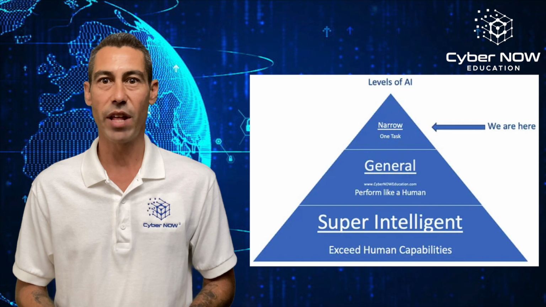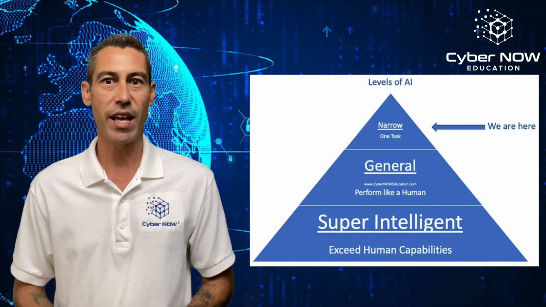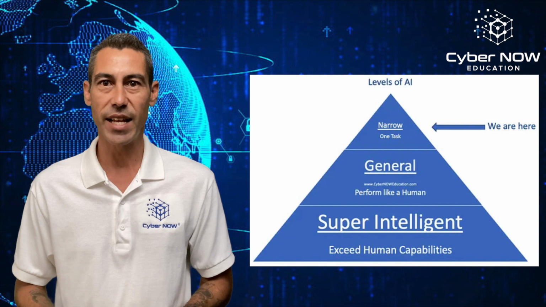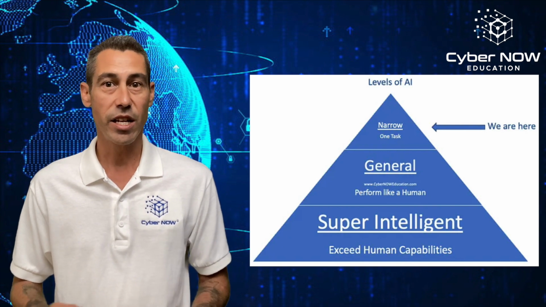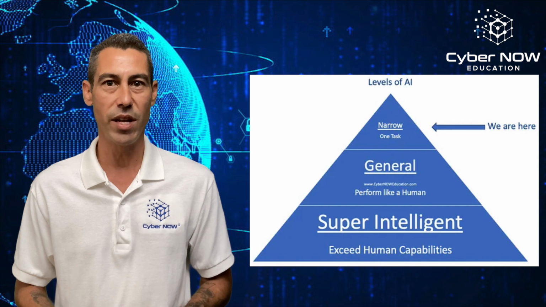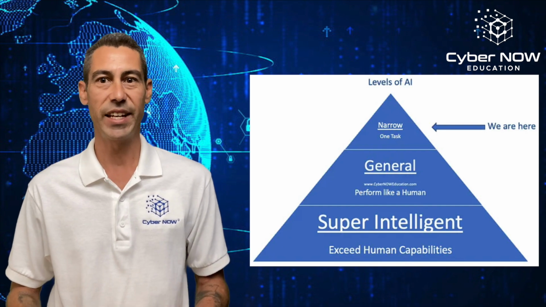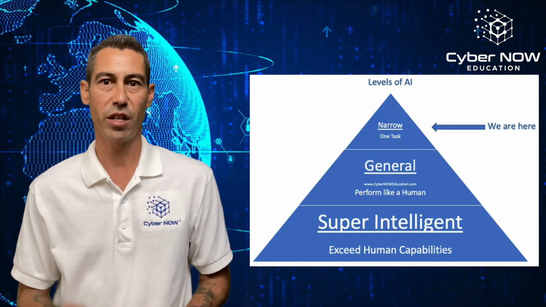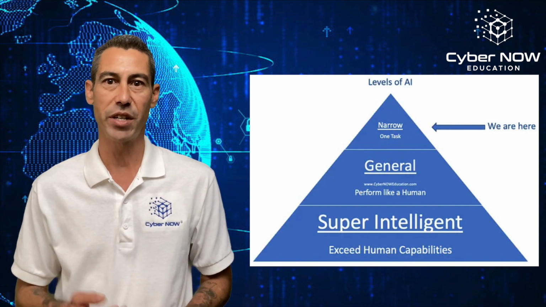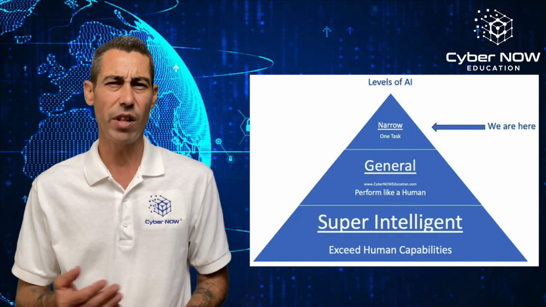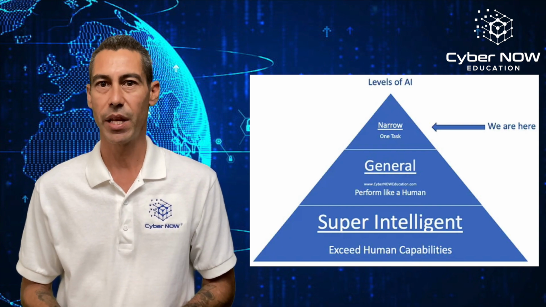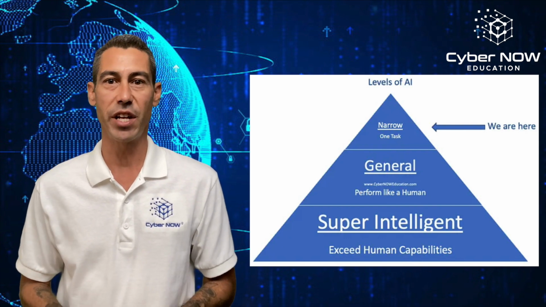Next up is general AI. This is the kind of AI that can understand, learn, and apply knowledge across a wide range of tasks, much like a human can. General AI doesn't just excel at one task, but can perform many different ones, switching between them as needed. Imagine a robot that can cook, clean, help you study, and even have a meaningful conversation with you about your day. As of now, general AI is still something we're working towards and hasn't been fully realized yet.